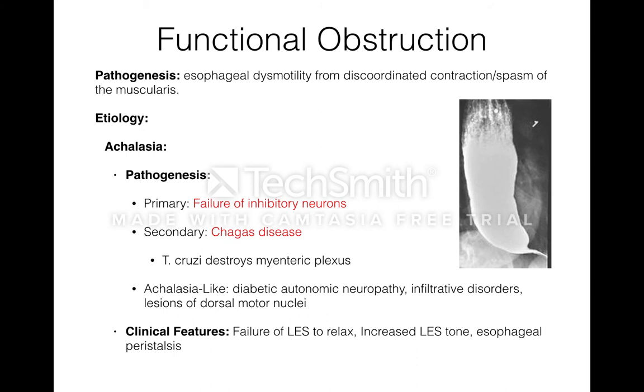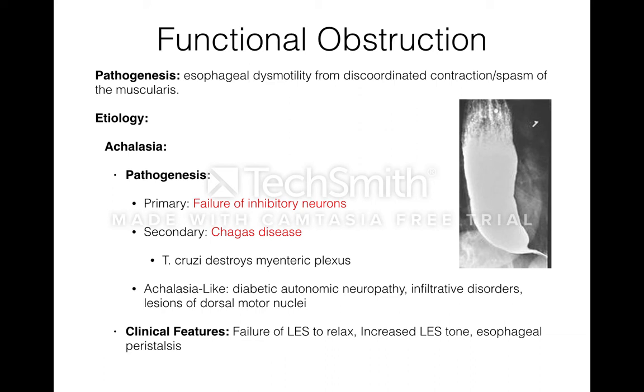So functional obstruction of the esophagus results from problems of dysmotility from discoordinated contractions or spasms of the muscularis. Achalasia is a common cause of esophageal dysmotility and can be primary or secondary. In primary achalasia, you get idiopathic failure of the esophageal inhibitory neurons. Secondary achalasia can arise in the setting of Chagas disease, in which the parasite T. cruzi destroys the myenteric plexus.